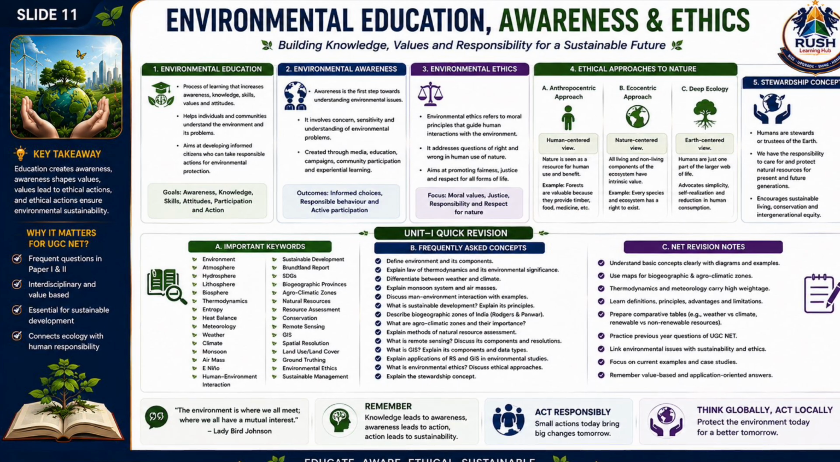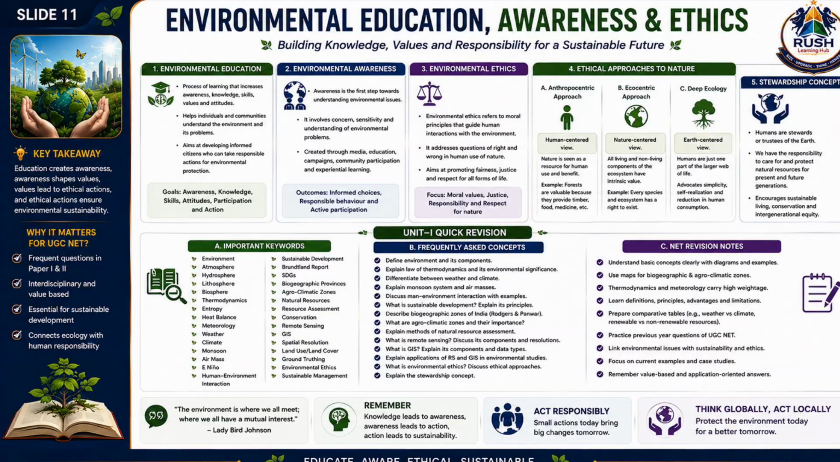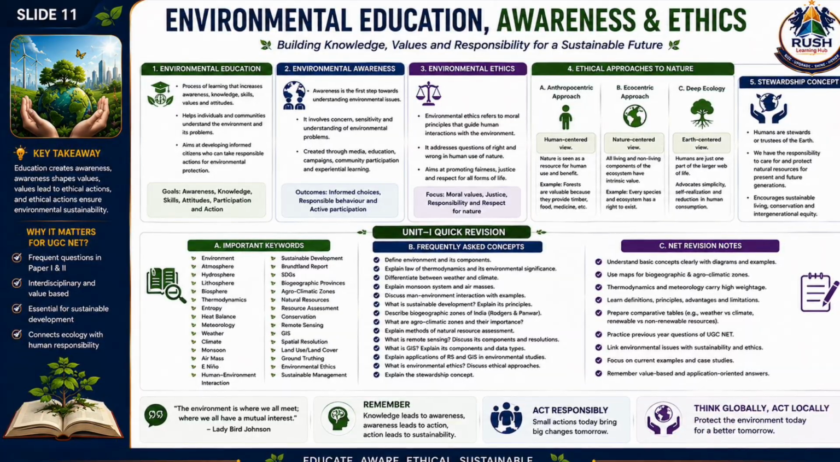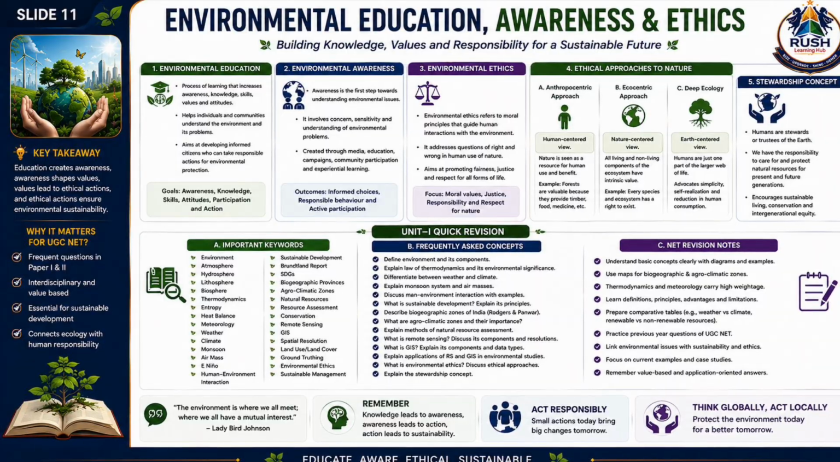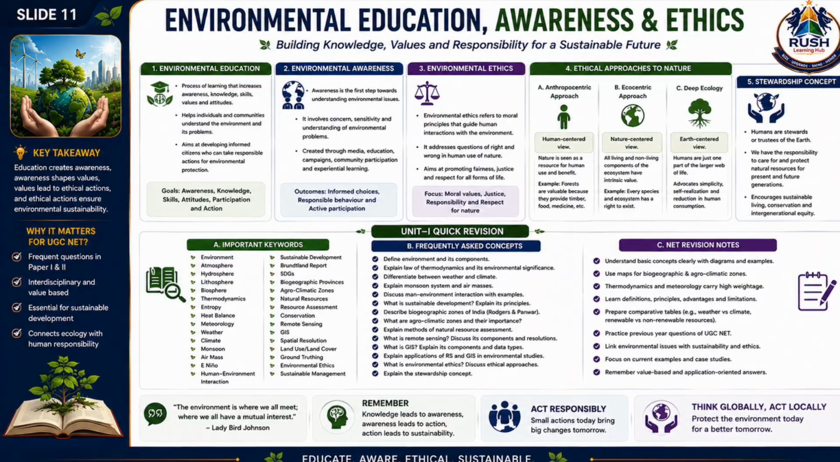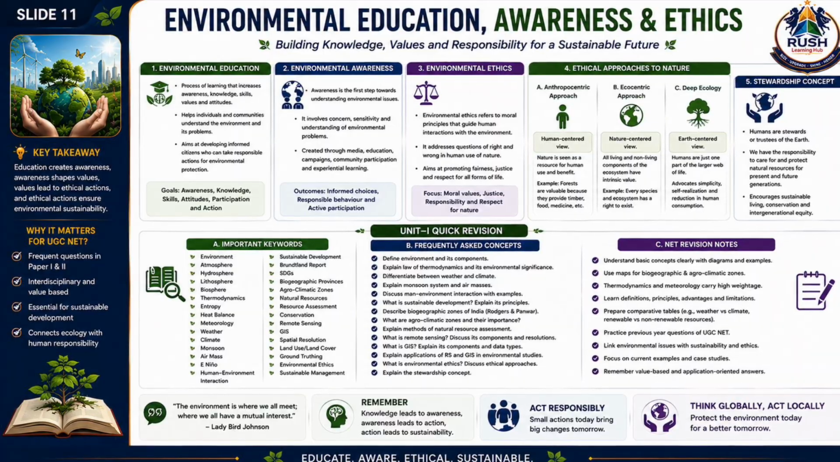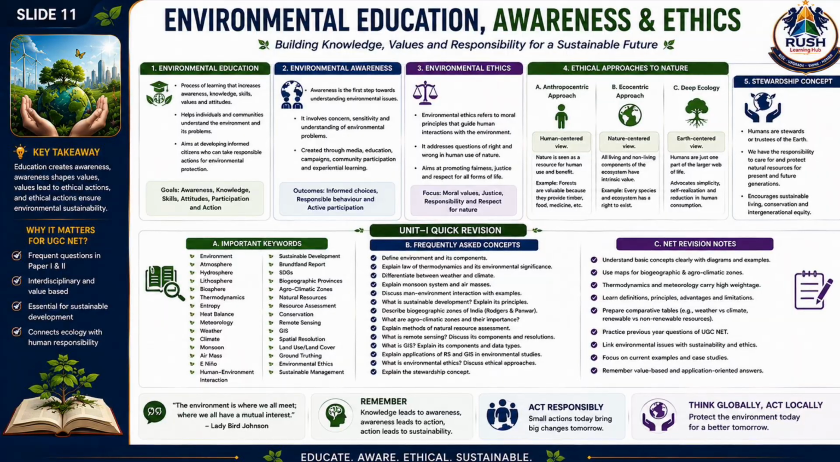There are several major approaches in environmental ethics. The first is anthropocentrism. Anthropocentrism is a human-centered approach. According to this view, the environment is important primarily because it supports human welfare and development. Natural resources are valued mainly for their usefulness to humans.